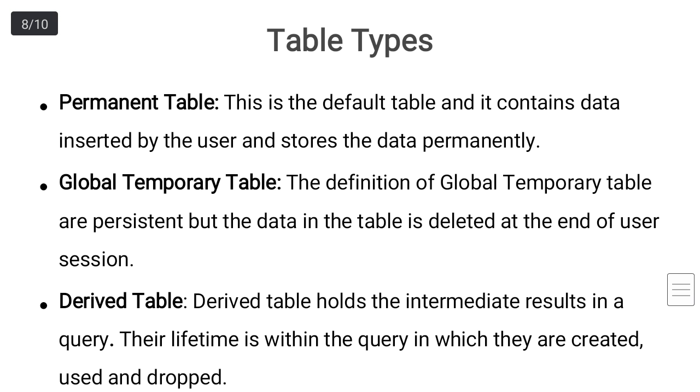Then there are three main types of tables. As we know, in RDBMS there is only one type of table. But in Teradata, first one is permanent table. It is our default RDBMS table. It simply stores and inserts the data. And second one is global temporary table. We can call it a temporary table. It is deleted at the end of a user session.